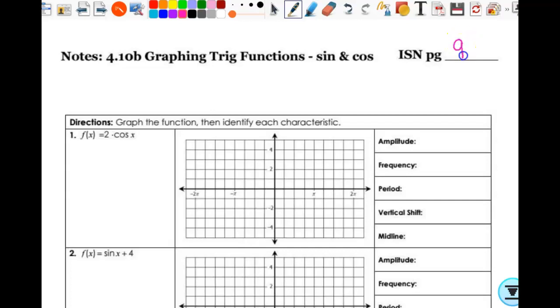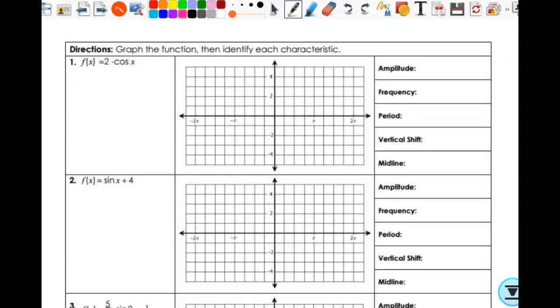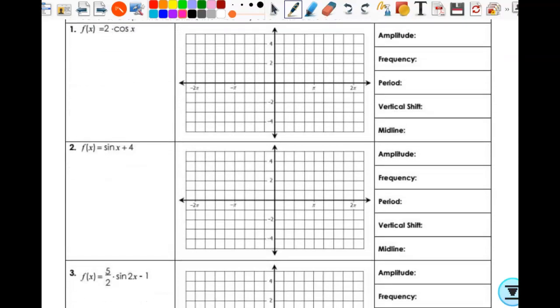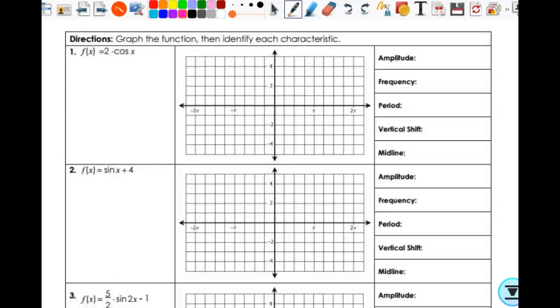So we're going on page 91 when we're done. We're going to start off with a couple of super basic ones, and then we'll get into ones where we have to think a little bit more. So the first thing we're going to graph is 2 cosine of theta. Now the directions say to graph the function, then identify each characteristic. It's really way easier to do the characteristics and then graph it, because we can get all of this stuff from the equation, and then that helps us with our graph.